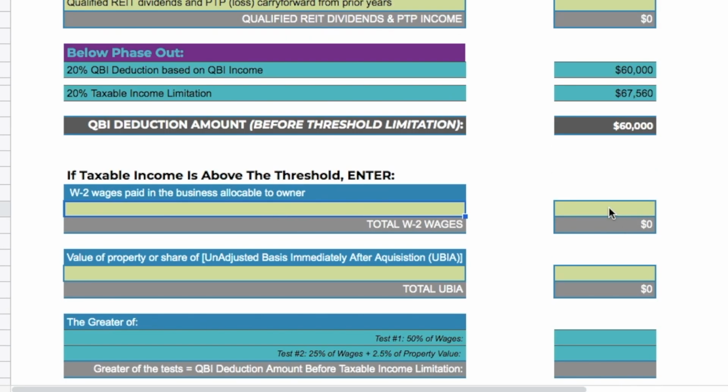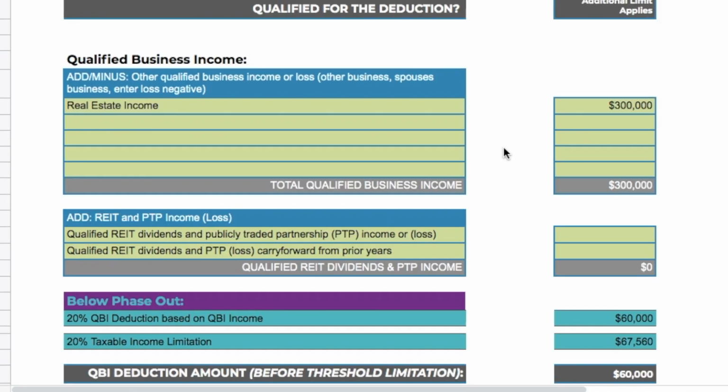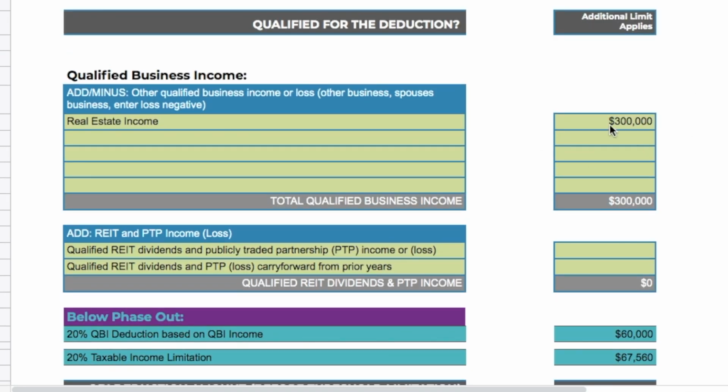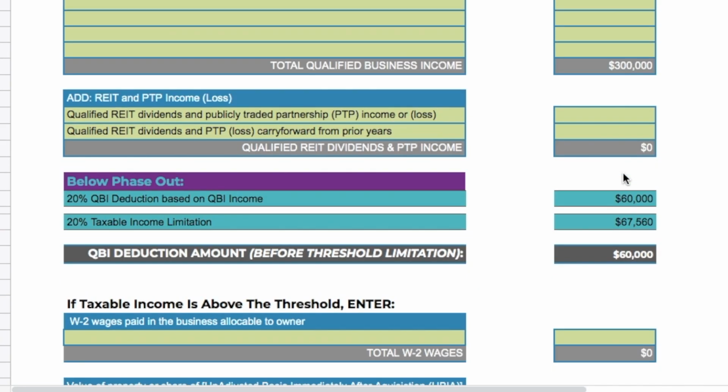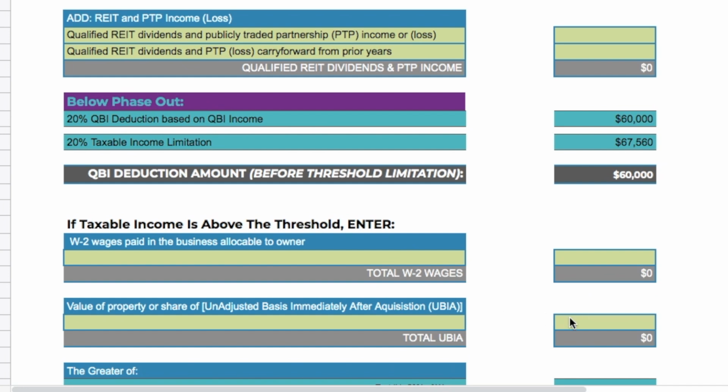So now let's say in our real estate business, we have no W-2 wages. We don't hire anyone, but we do have a property that earns us $300,000 a year. $300,000 a year is roughly $25,000 a month, which would lead me to believe that that would probably be something that would apply to a $3 or $4 million property. So let's go ahead and put 3 or 4 million here.